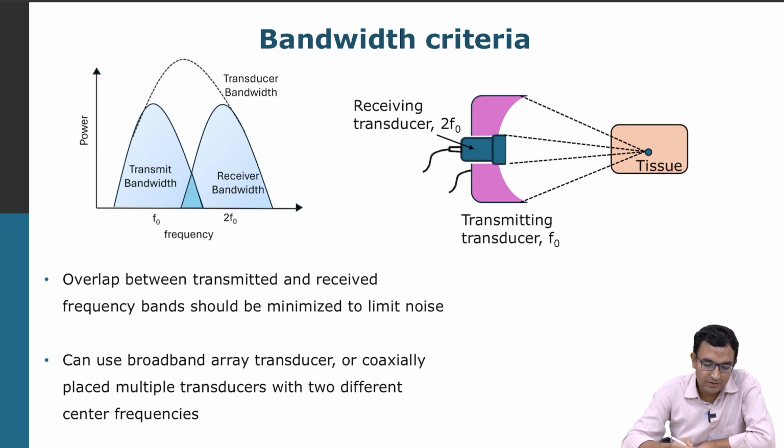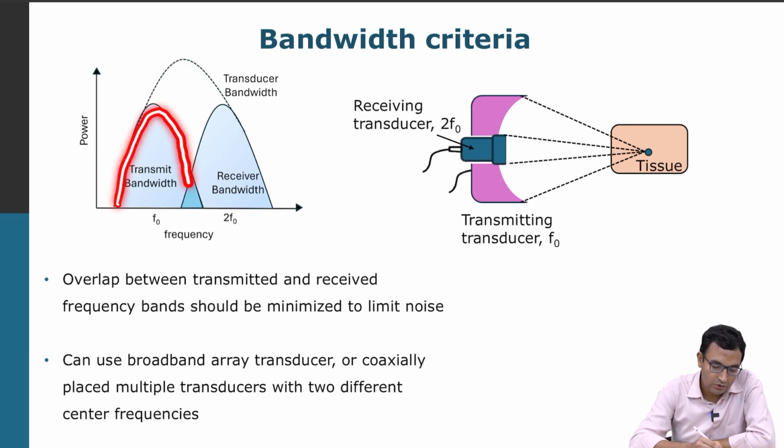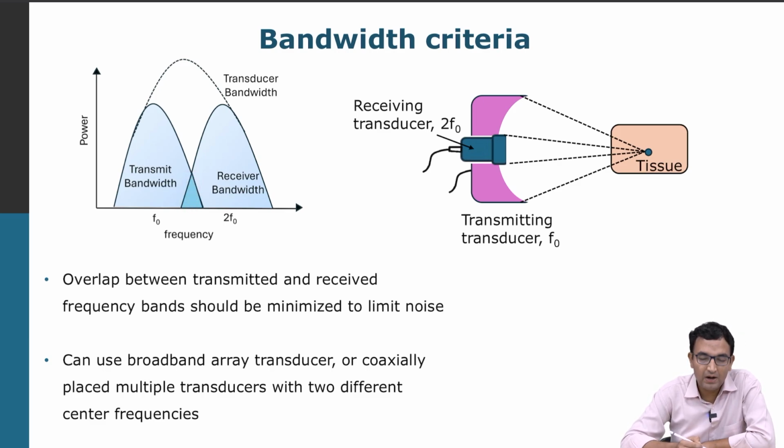So like I said in the previous slide, there is a more stringent bandwidth criteria. You have to have a transmit bandwidth which is contained in the transducer bandwidth, as well as the receive bandwidth should also be contained in the transducer bandwidth. And there is some overlap here that is inevitable, but that is usually taken care of by techniques such as pulse inversion or power modulation. They are able to still separate the linear and nonlinear frequency components.